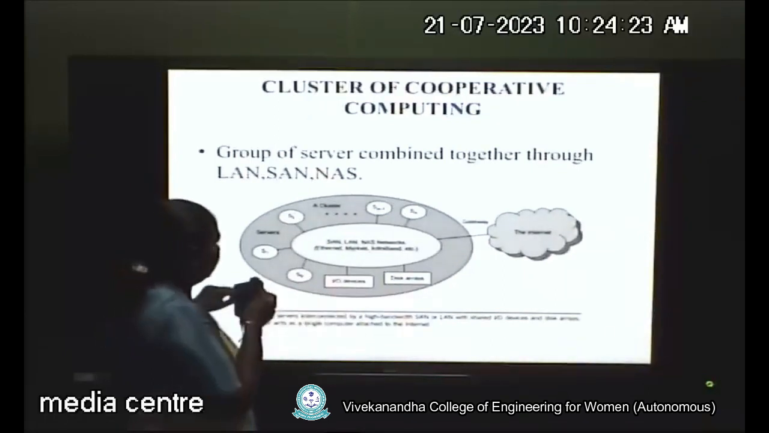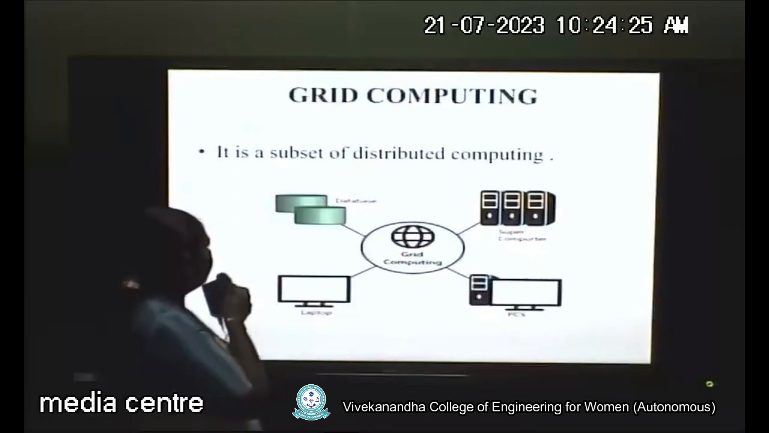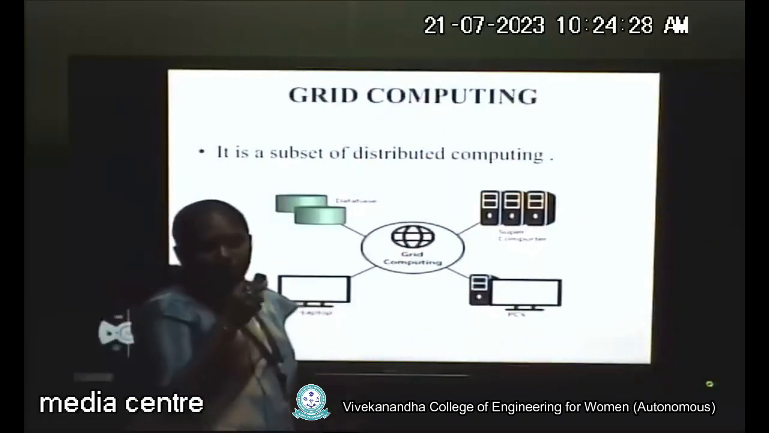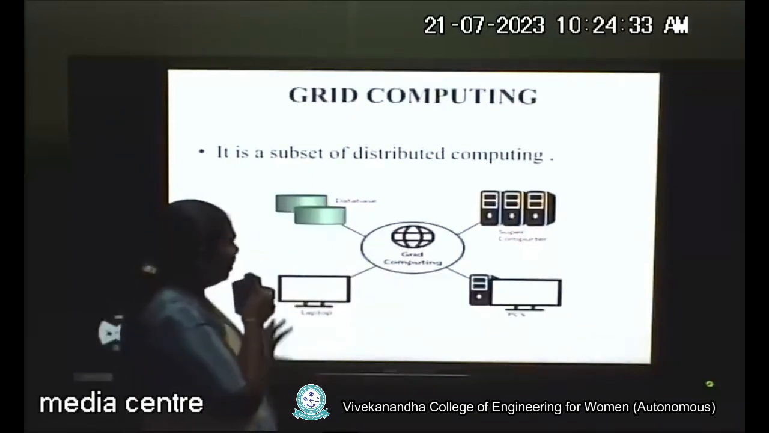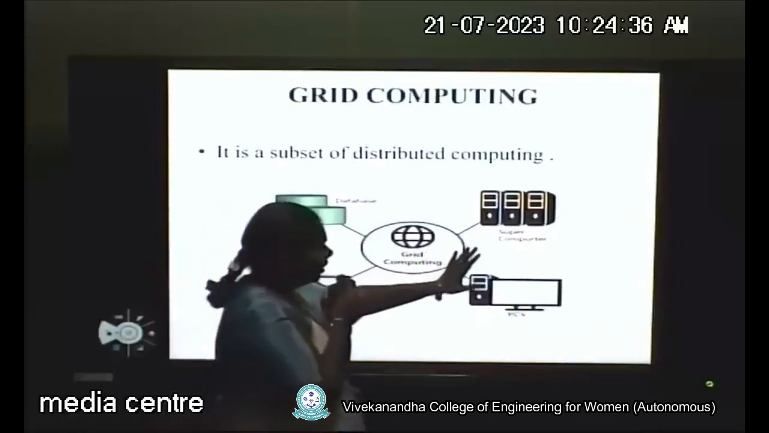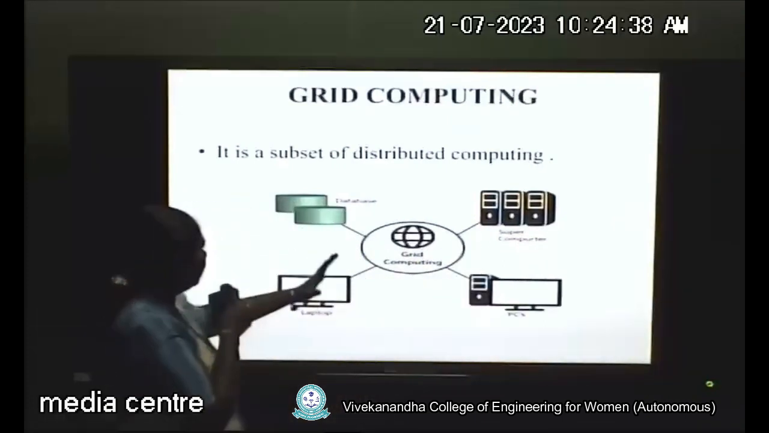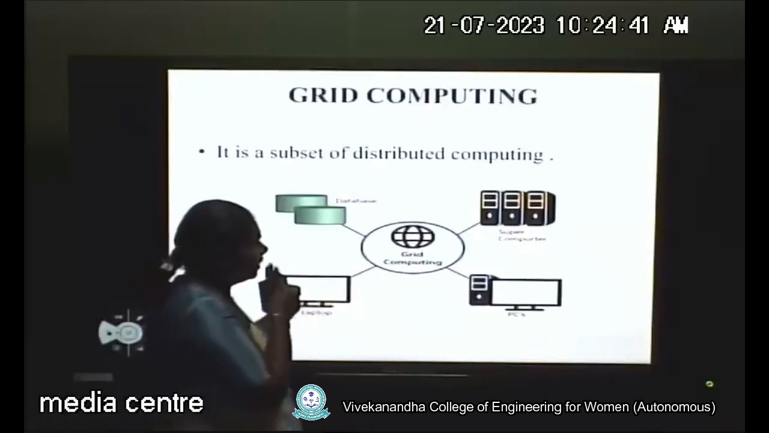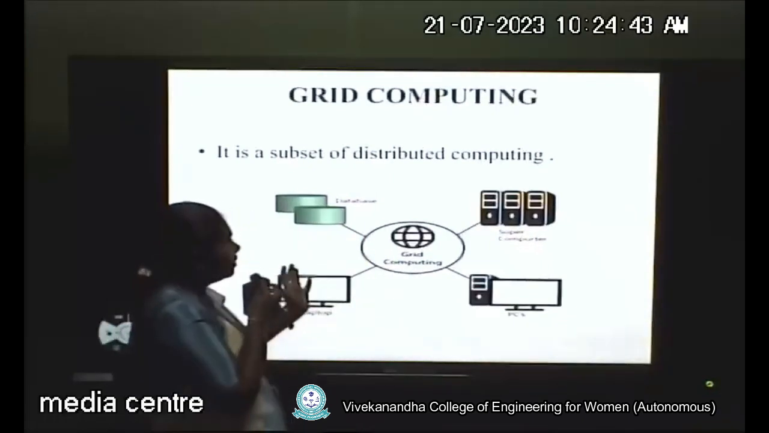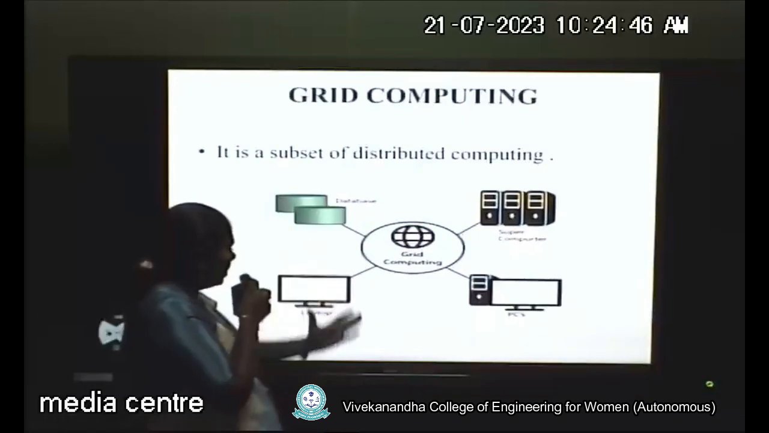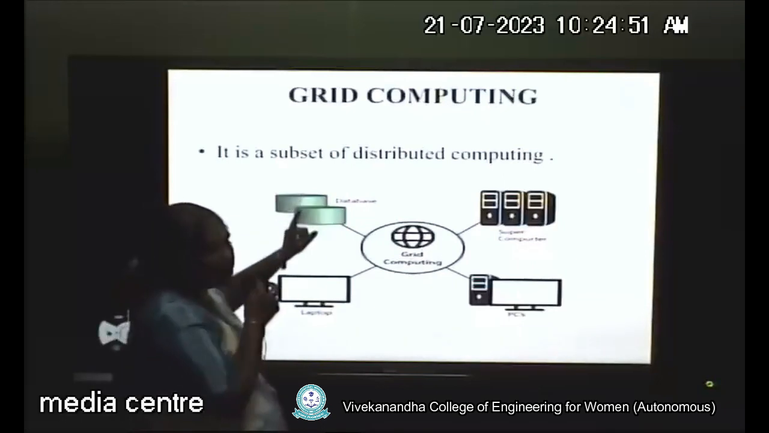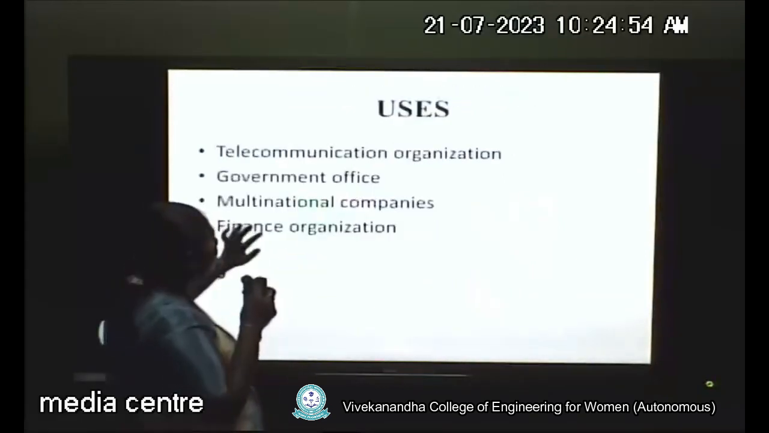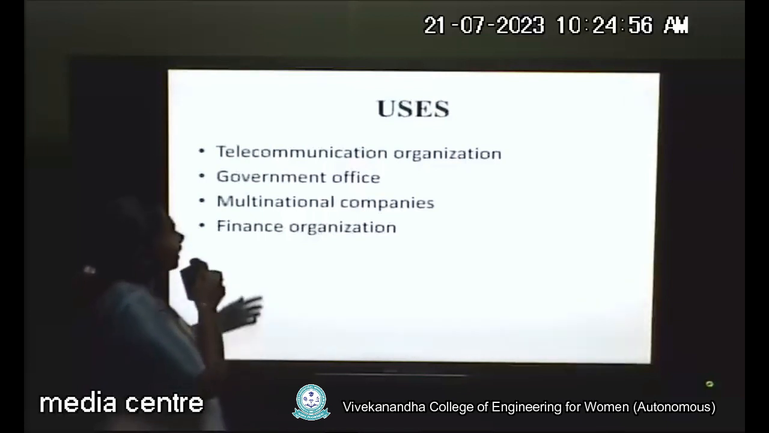Next one, grid computing. It is a subset of distributed computing. So here the grid computing will connect the laptop, database, supercomputer and PCs. That means distributed computing connects the network to different types of systems, such as databases and laptops; all are connected here. So that is the subset of distributed computing. Next, here the users are telecommunication organizations, government offices, multinational companies and finance organizations.